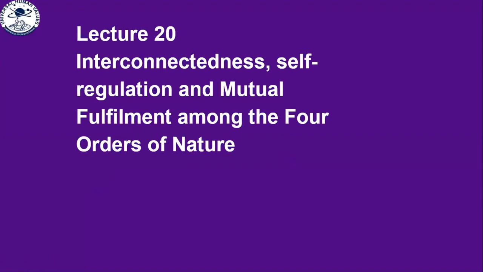Now I will try to understand in a little more detail the interconnectedness, the self-regulation and mutual fulfillment among the four orders of nature. We'll study certain details. We'll try to see what the interconnectedness means, how there is self-regulation in the nature and how they are mutually fulfilling. We also study the innateness, the natural characteristic, the inheritance, all these things for every order in the nature.